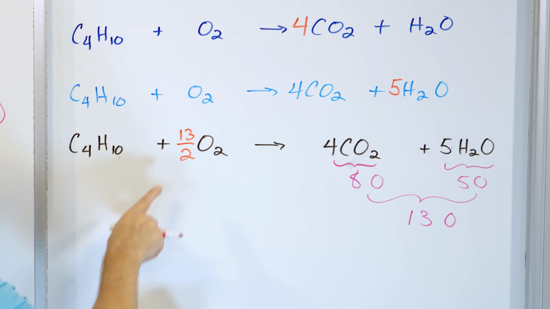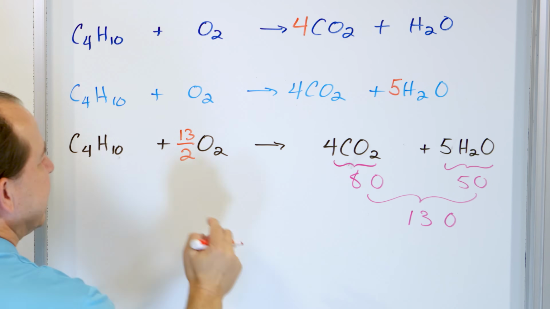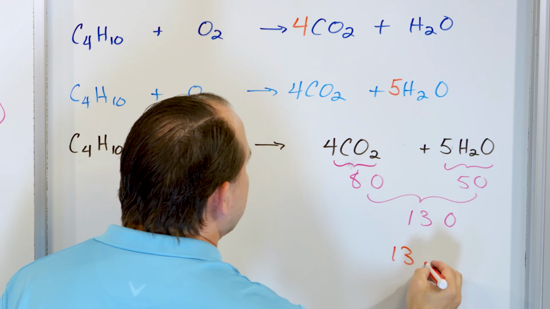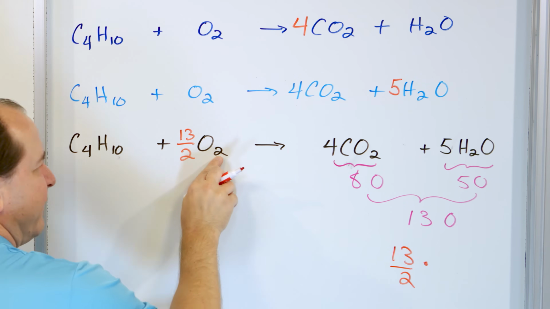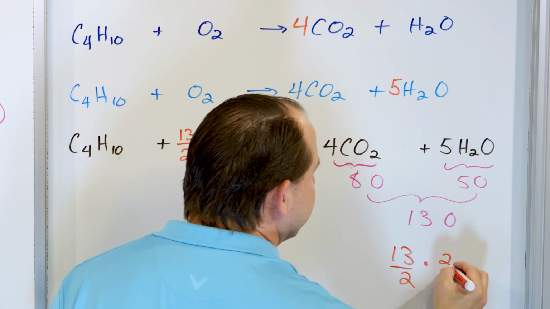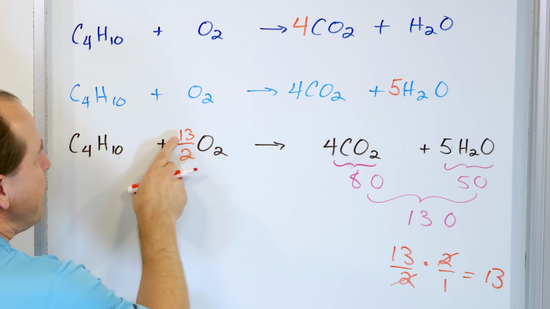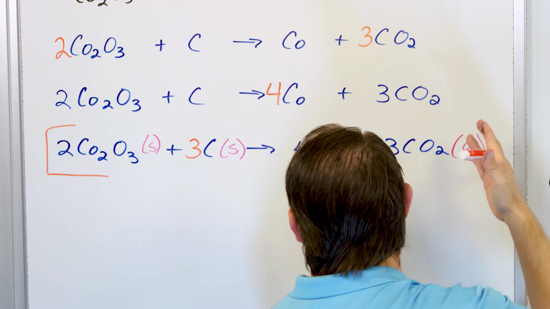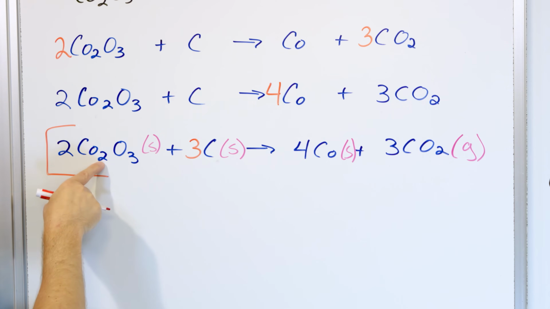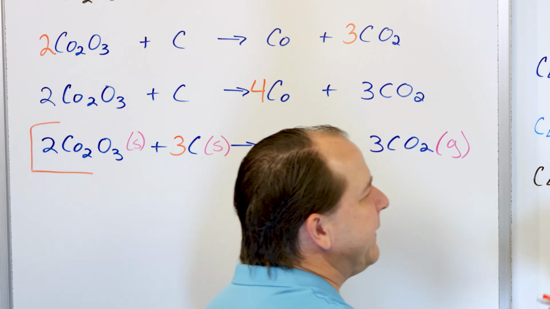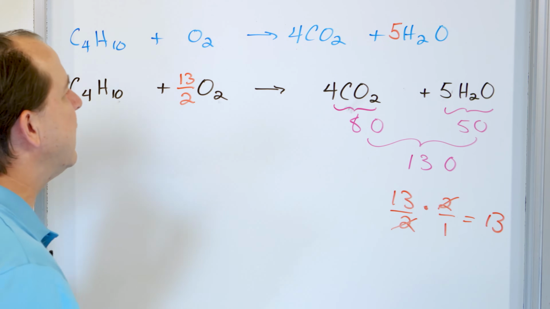You might say, number 1, how does this work? And number 2, how does this make 13? Well, if I take the coefficient 13 halves and multiply by this 2, that's what we always do, we multiply it, but 2 is 2 over 1. These cancel, and I get 13. So by multiplying these, that's the same thing I'm always doing. I'm multiplying 3 carbons, 3 times 1, 4 cobalts, 2 times 2 is 4. I'm doing the same thing, 13 halves times 2 gives me 13 oxygens, which balances 13 oxygens.